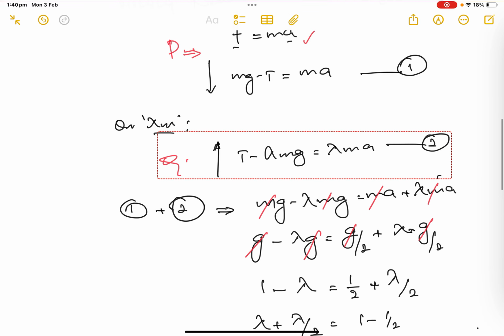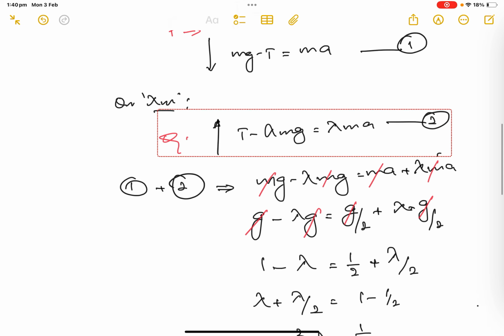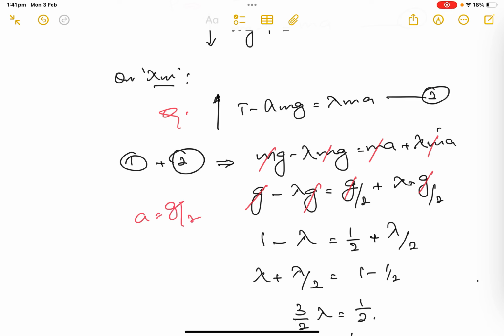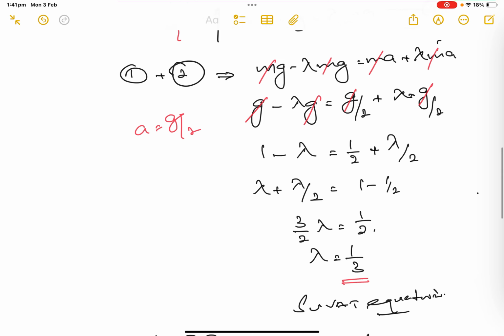With these two equations, we can add one another. So 1 plus 2: the minus T and plus T cancel out. All we have is mg minus lambda mg equals ma plus lambda ma. We can cancel out all the m's, so we have g minus lambda g equals a plus lambda a. On the right hand side, substitute a equals g over 2: g over 2 plus lambda times g over 2.